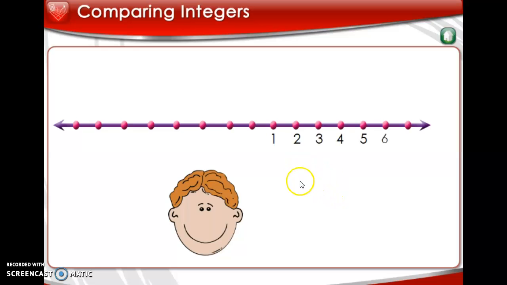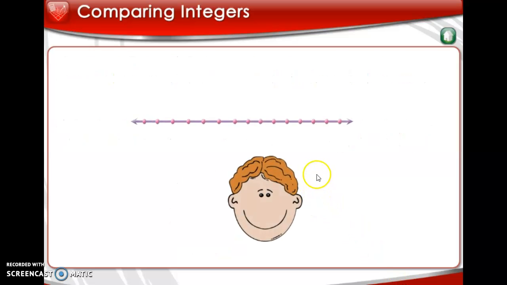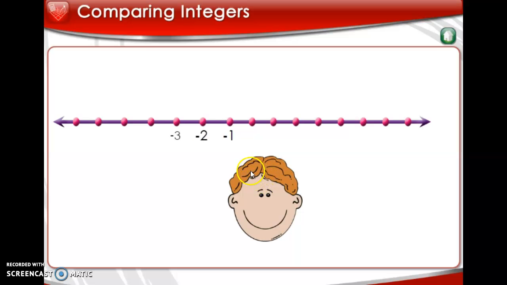Look at this number line. We have 0. We have the negatives in the left side. So we compare 7 and 4, both positive numbers. Number 7 is greater because it is to the right of 4. So 7 is greater than 4. And 4 is less than 7. It's easy, no? Let's see another example.